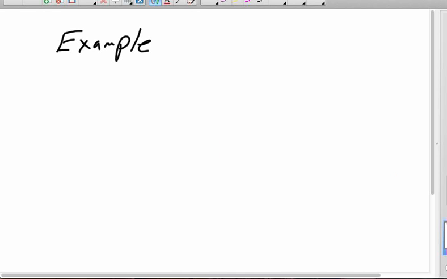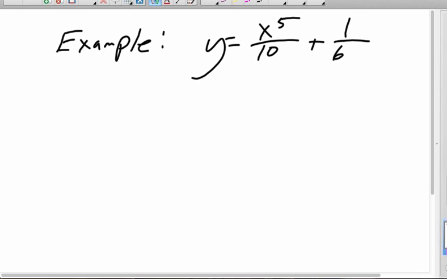And this is one where you're definitely going to need your big girl panties, because y equals x to the 5th over 10 plus 1 over 6x cubed. And we're going to integrate it over the closed interval 1, 2.